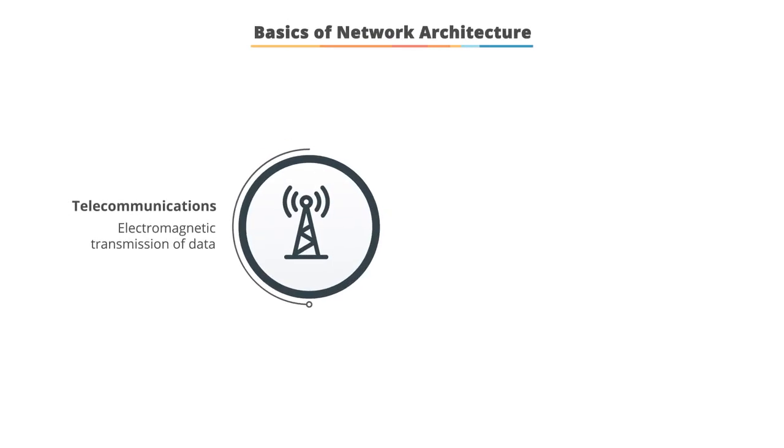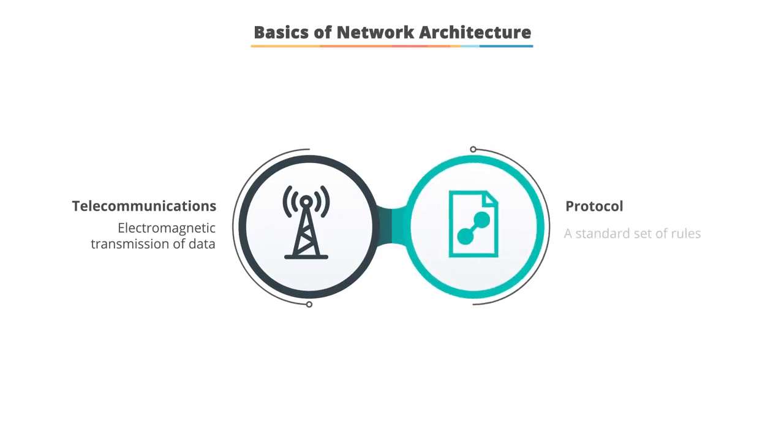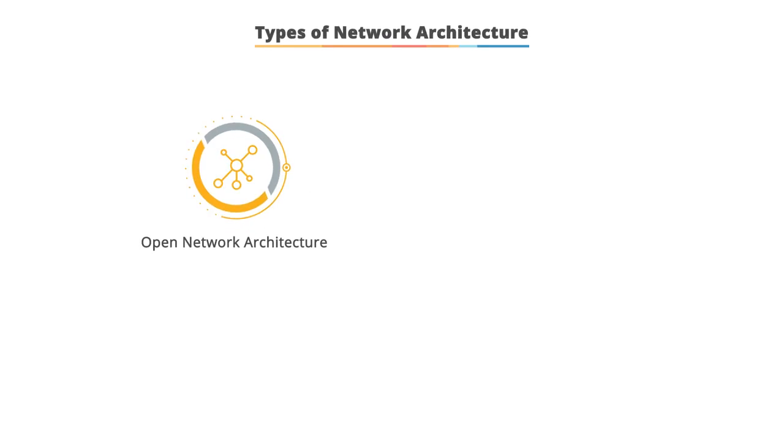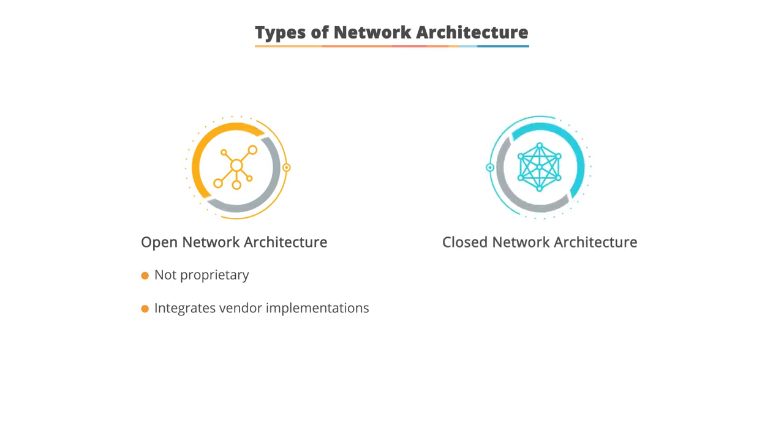Telecommunications, electromagnetic transmission of data across systems. Protocol, a standard set of rules that determine how a system communicates with each other. Open network architecture, not proprietary, no one owns, can easily integrate various technologies and vendor implementations. Closed network architecture, proprietary, owned by a specific company, not integrated with other vendors.